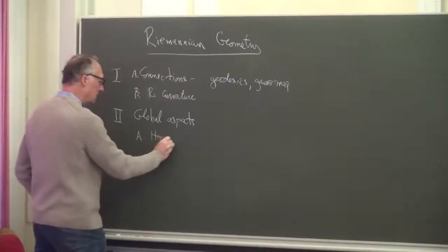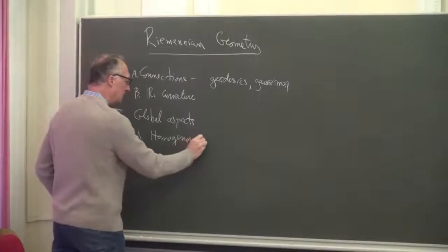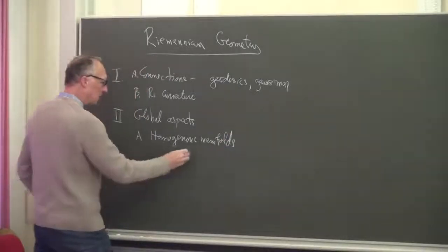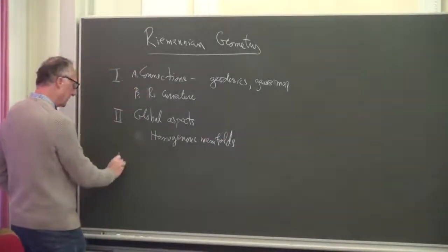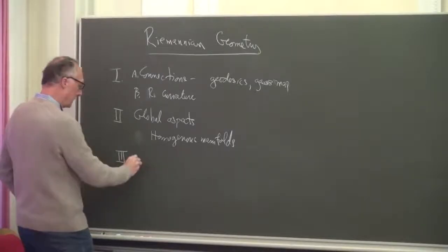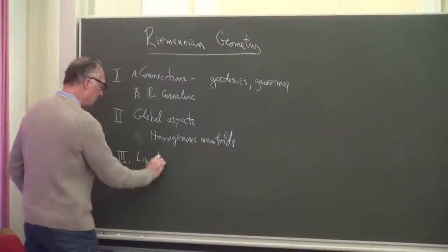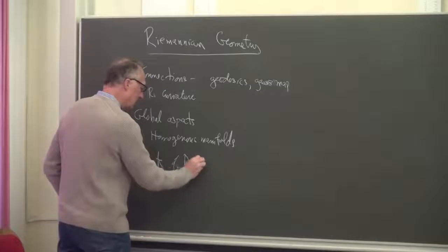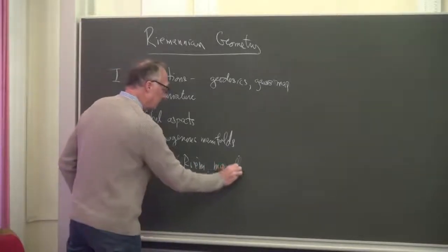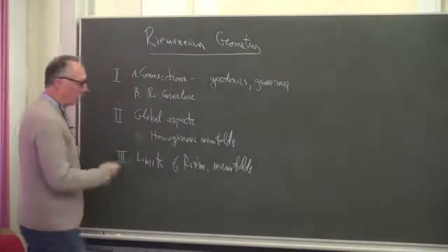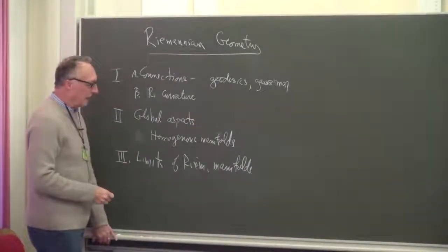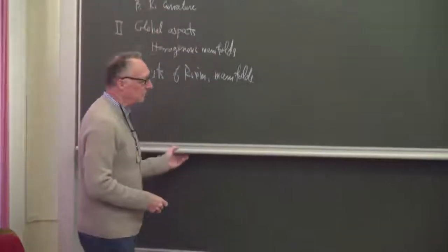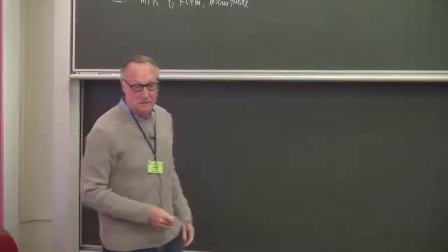Homogeneous Riemannian manifolds. Homogeneous surfaces and homogeneous Riemannian manifolds. And then I'll finish today with a brief discussion of various kinds of geometric limits. So limits of Riemannian manifolds, both smooth limits where everything is converging and more singular limits called Gromov-Hausdorff limits. So that's my plan for this first 45 or 50 minutes.